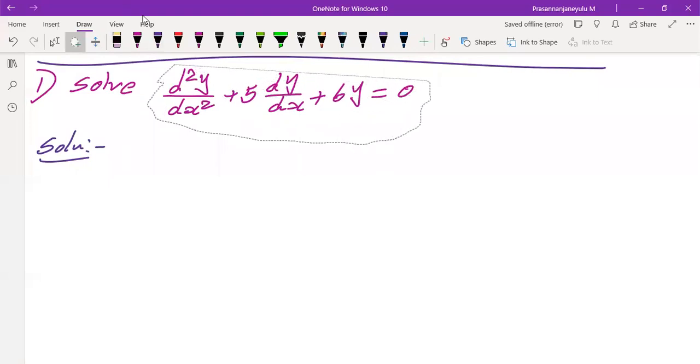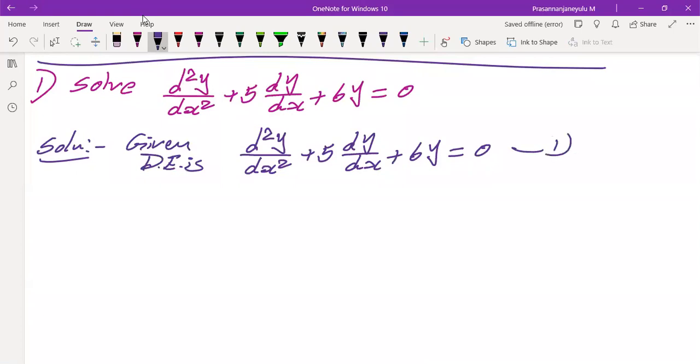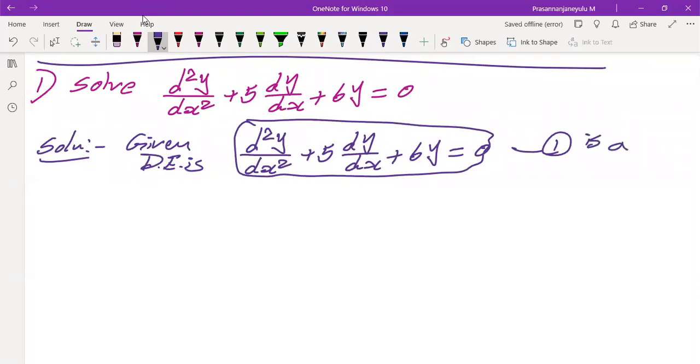But do we have any procedure for finding the solutions of a second order linear differential equation in our unit number 1? No, we are not having it. So, because of that reason, I'm going to start with the given DE, equation 1. This one is a second order linear DE with constant coefficients.